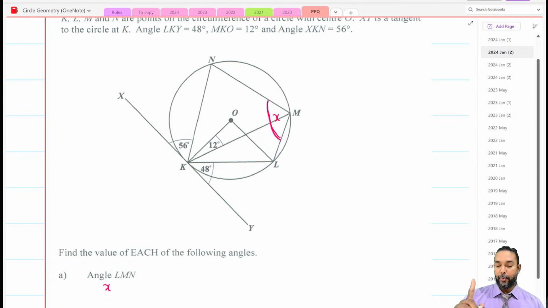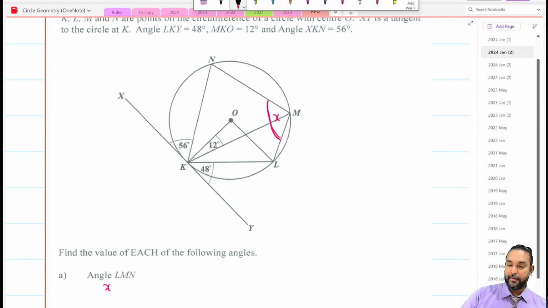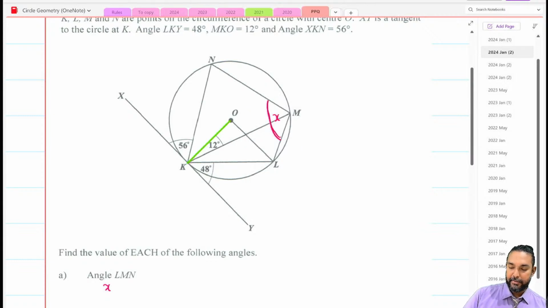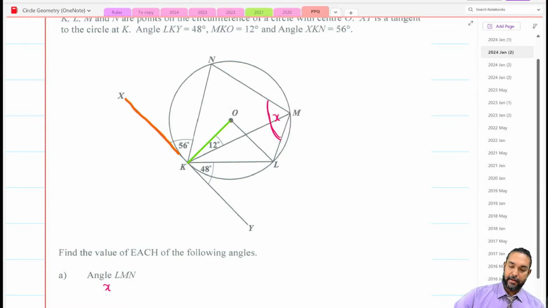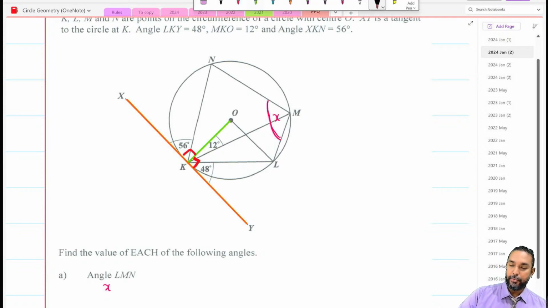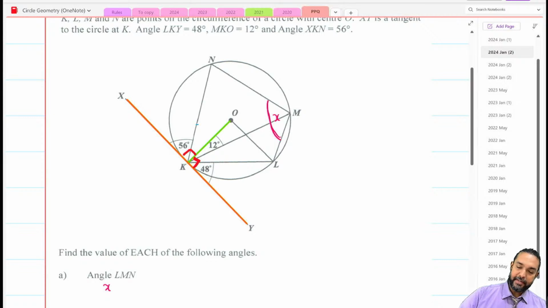Now, we identified a couple of important things here. That this line here is a radius, and this line on the outside here is a tangent. And the angle between tangent and radius is 90 on this side, and we have a 90 on this side, not so? Yes? All right, good.